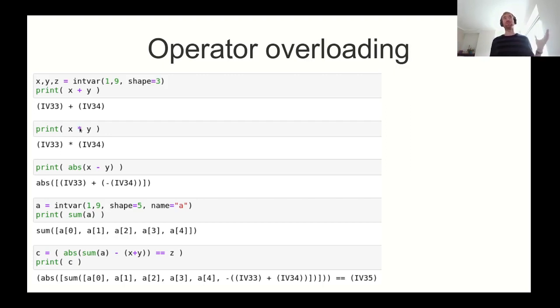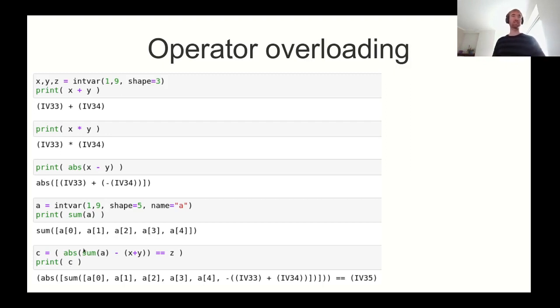Right? And the same for the multiplication operator, but also other operators like absolute value. And so basically, you can use your standard Python operators the way that you would use them on constants, but you use them on CPMpy decision variables, and this automatically creates expressions, which can then be used as constraints. For example, we can create an array of 5 elements and just write sum of A, and this will correctly translate into a symbolic representation of sum of A, so the sum of each of these elements.